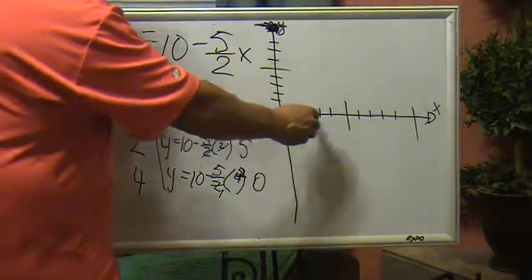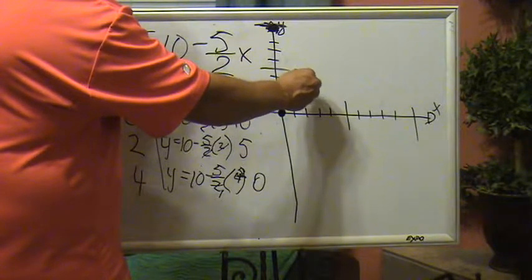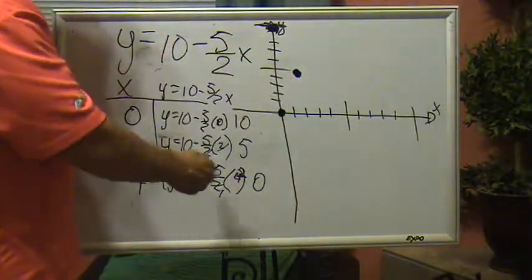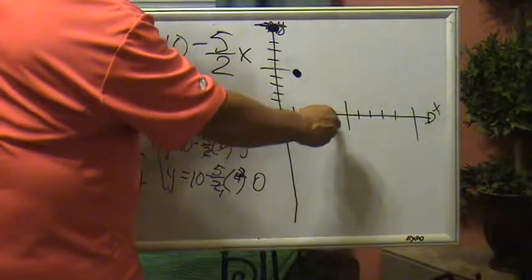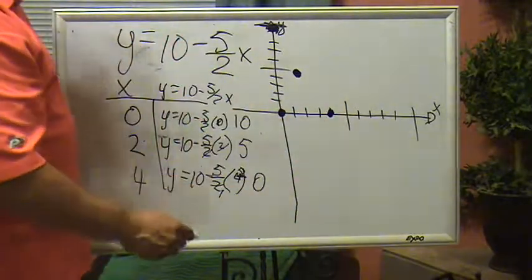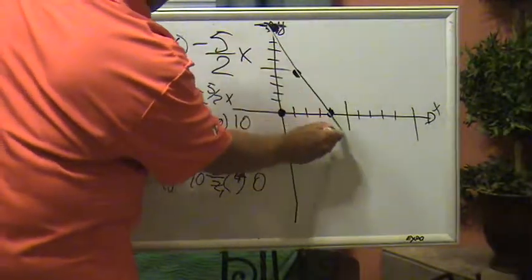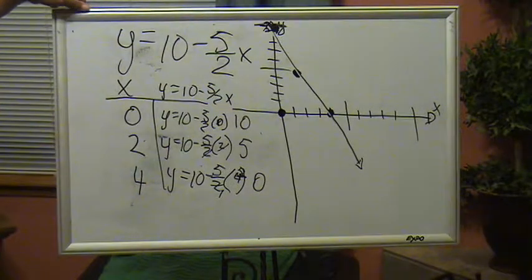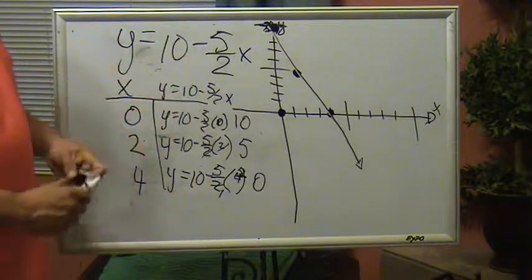Our second one is 2, and then we go up 5. That's our second coordinate. All you really need is just 2 points for a line, but because we've already worked out the third one here, we'll go ahead and add that. So go across 1, 2, 3, 4. And now to draw a straight line, I'm going to do this by hand. So here we have our straight line. This line is a representation of y is equal to 10 minus 5 halves x.